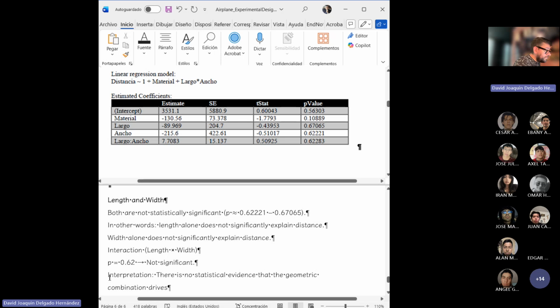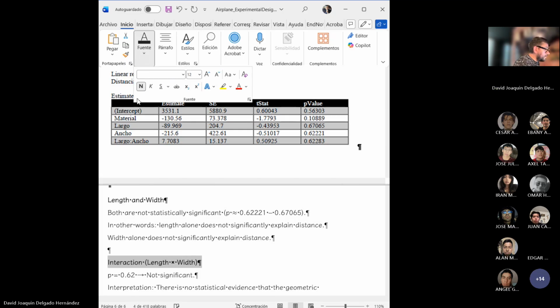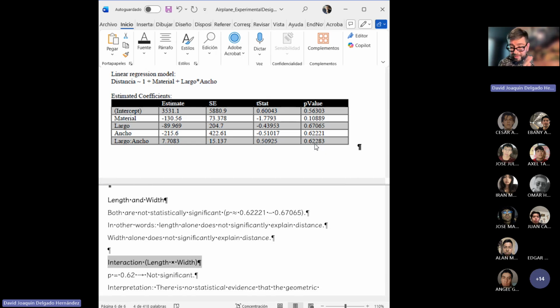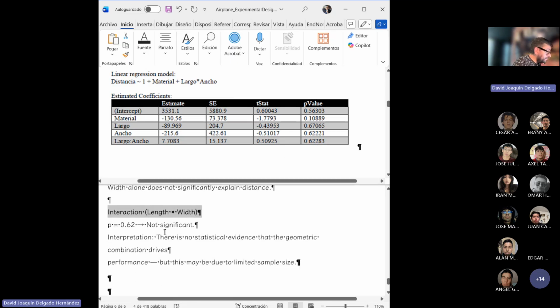Now, what happens with the interaction between length and width. This is the last one, okay? In this case, you have to look at the p-value. The p-value should be less than 0.05. In this case, you don't have such a number, okay? So this means that it is not significant.